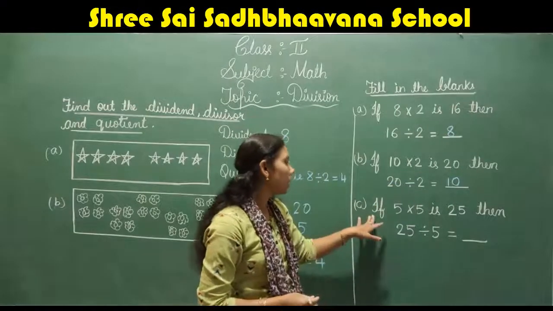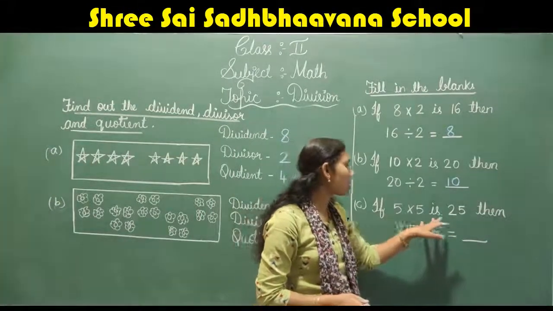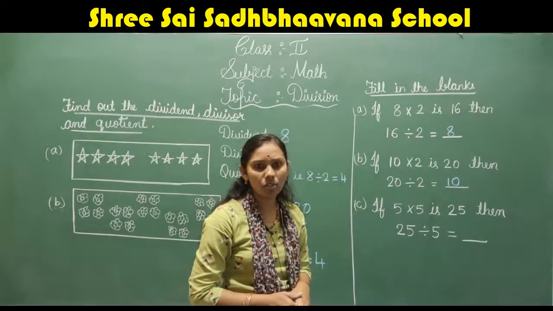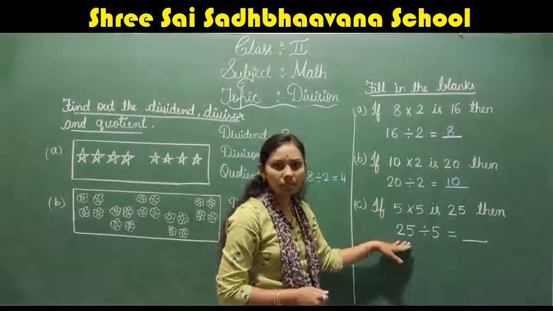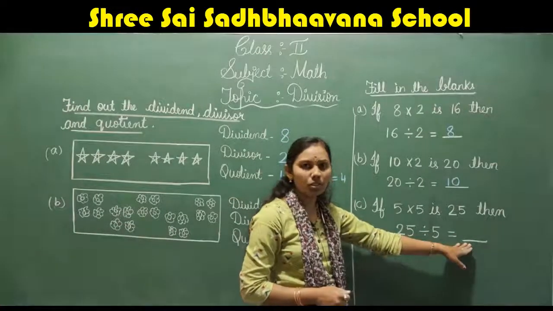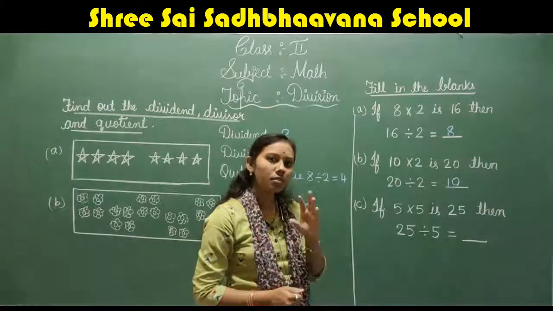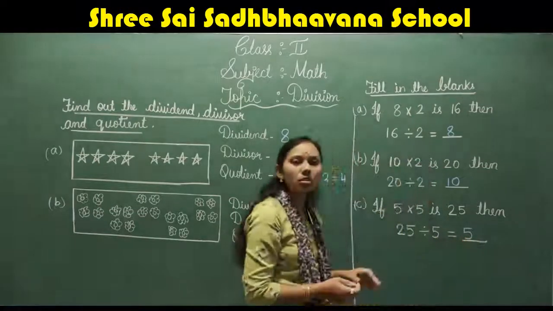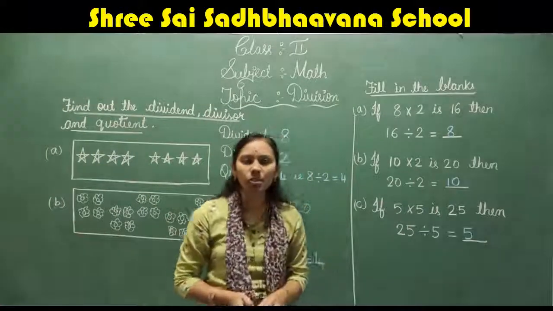Got it? Next one. If 5 into 5 is 25, that is 5 5s is 25, then 25 divided by 5 is how much? 25 is the dividend, 5 is the divisor. So you have to find out the quotient. How many times does 5 go into 25? 5 times. That is 5 5s are 25. Got it, children? I hope you all understood this.